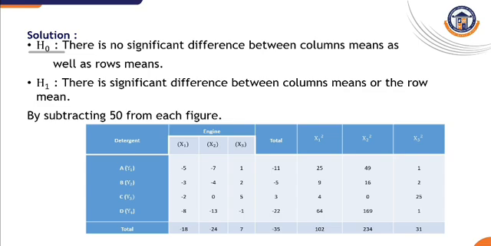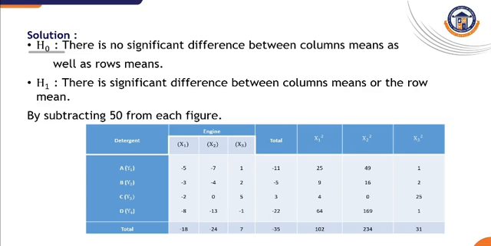The alternative hypothesis is that there is a significant difference between the columns as well as the rows means. That is the opposite of our null hypothesis. Another name for it is the complement of our null hypothesis, the alternative hypothesis, as we know.